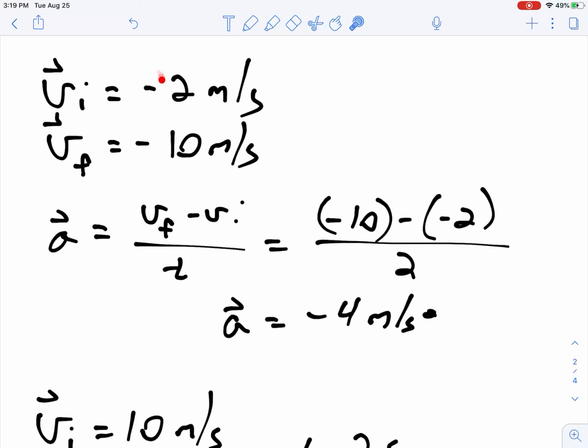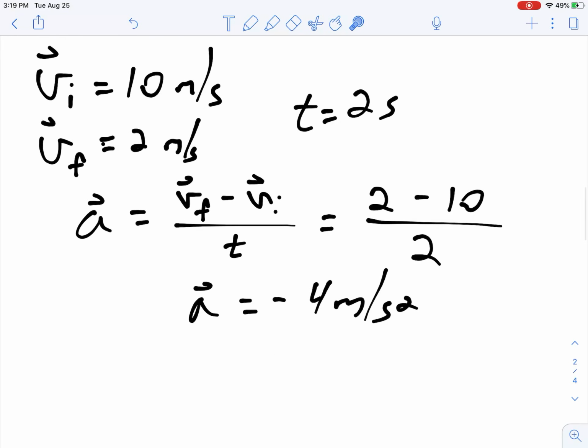Let's look at this example. My velocities are both negative, my acceleration is negative. This was an example of speeding up. Velocity and acceleration are both in the same direction. That means speeding up. It just happens to be speeding up to the left as opposed to speeding up to the right.